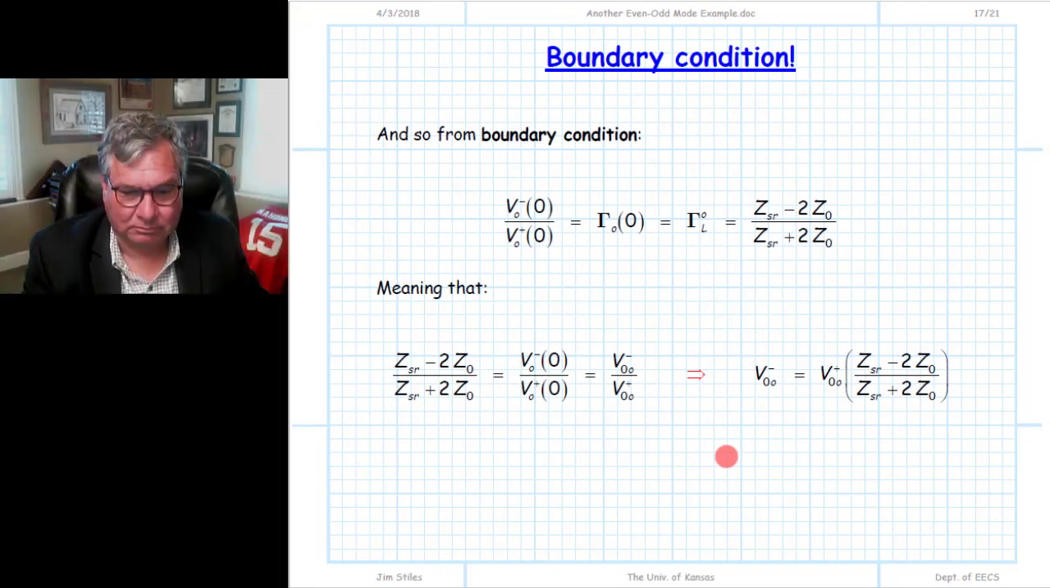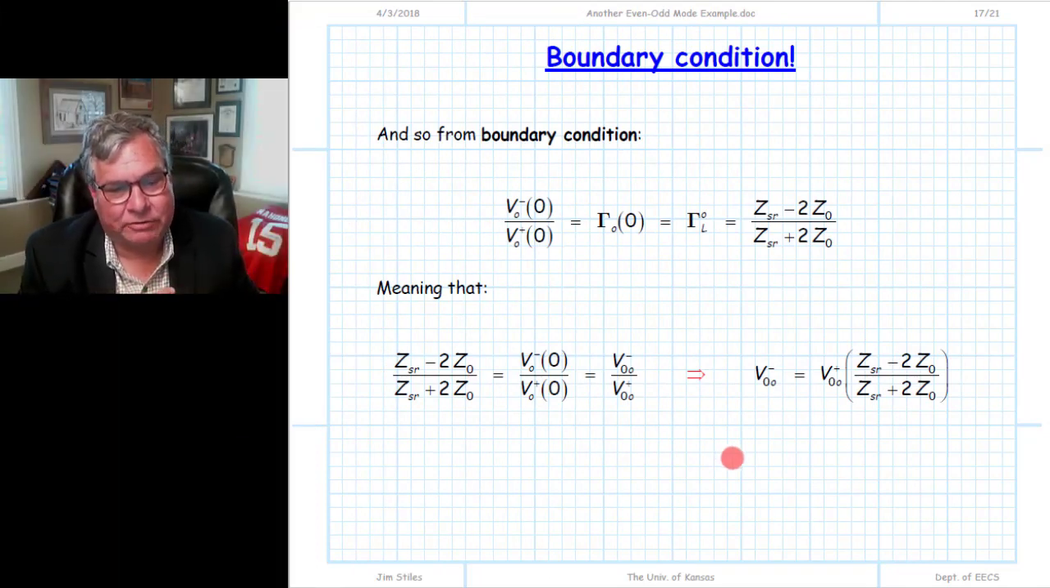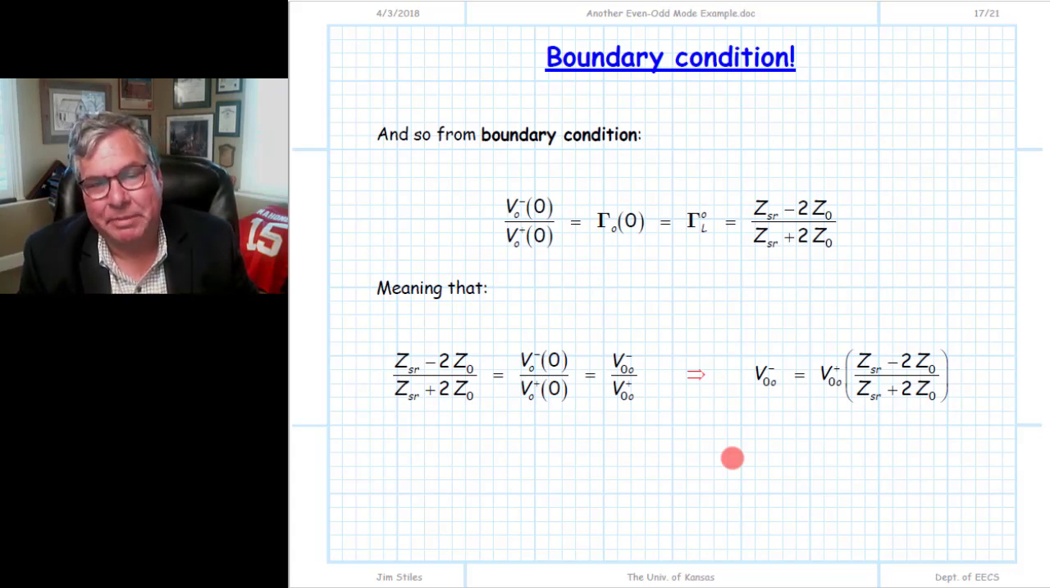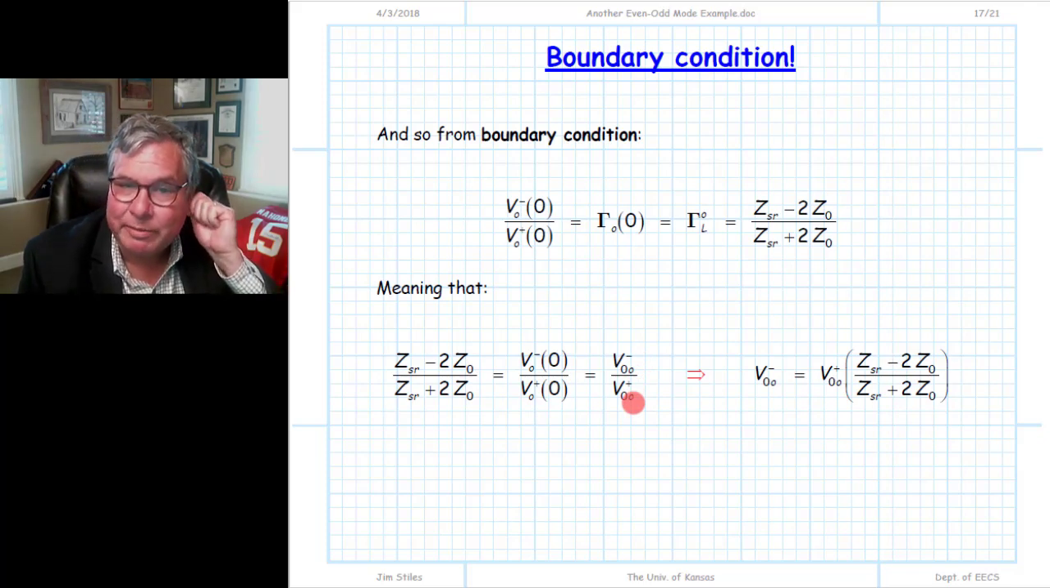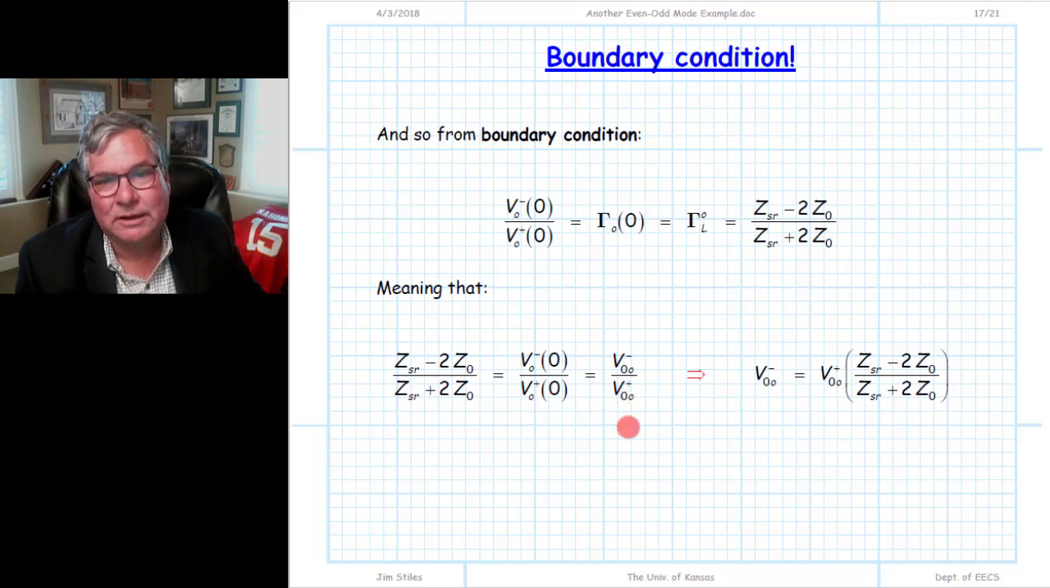So we again apply boundary conditions, and I like the reflection coefficient boundary condition. We can apply the boundary condition involving impedance and solve for V0 minus in terms of V0 plus that way, using voltage or current. Again, there are lots of different ways of getting the same answer. But I like the load reflection coefficient in this case because gamma at 0 is equal to the ratio of the minus wave voltage at 0 to the plus wave voltage at 0. In other words, it's equal to V0 minus over V0 plus, which is precisely what we are attempting to determine. So the boundary condition leads directly to the ratio that we're trying to find.